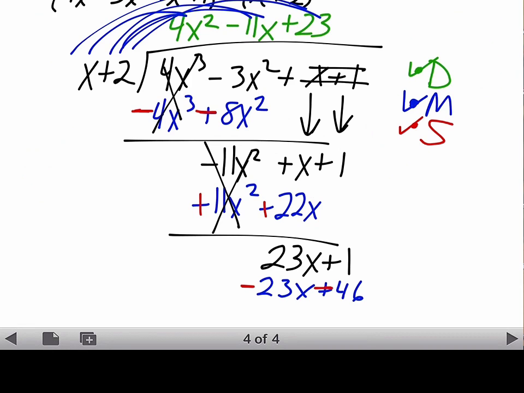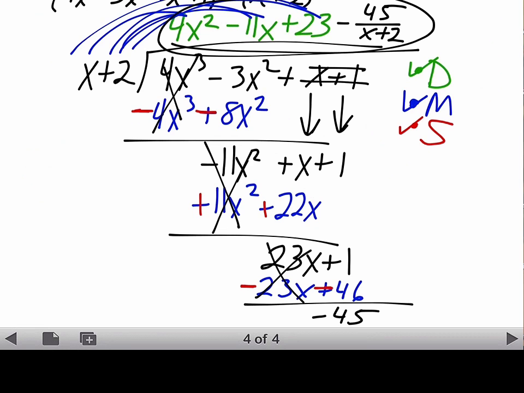And then subtract yet again, which means change the signs on those terms. The x terms go away. We're left with negative 45. So our answer could be expressed as 4x squared minus 11x plus 23 minus 45 over x plus 2. That could be one way to express this solution.